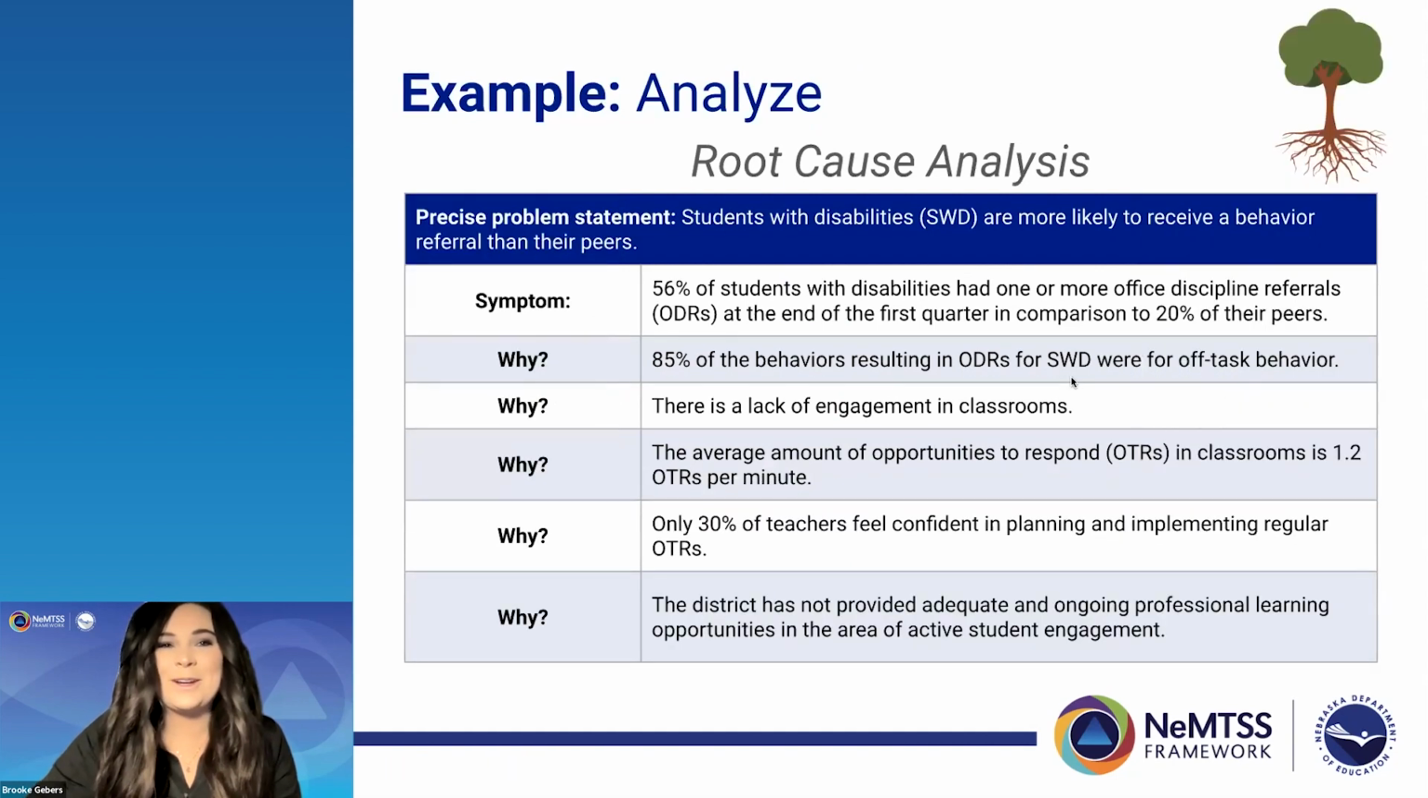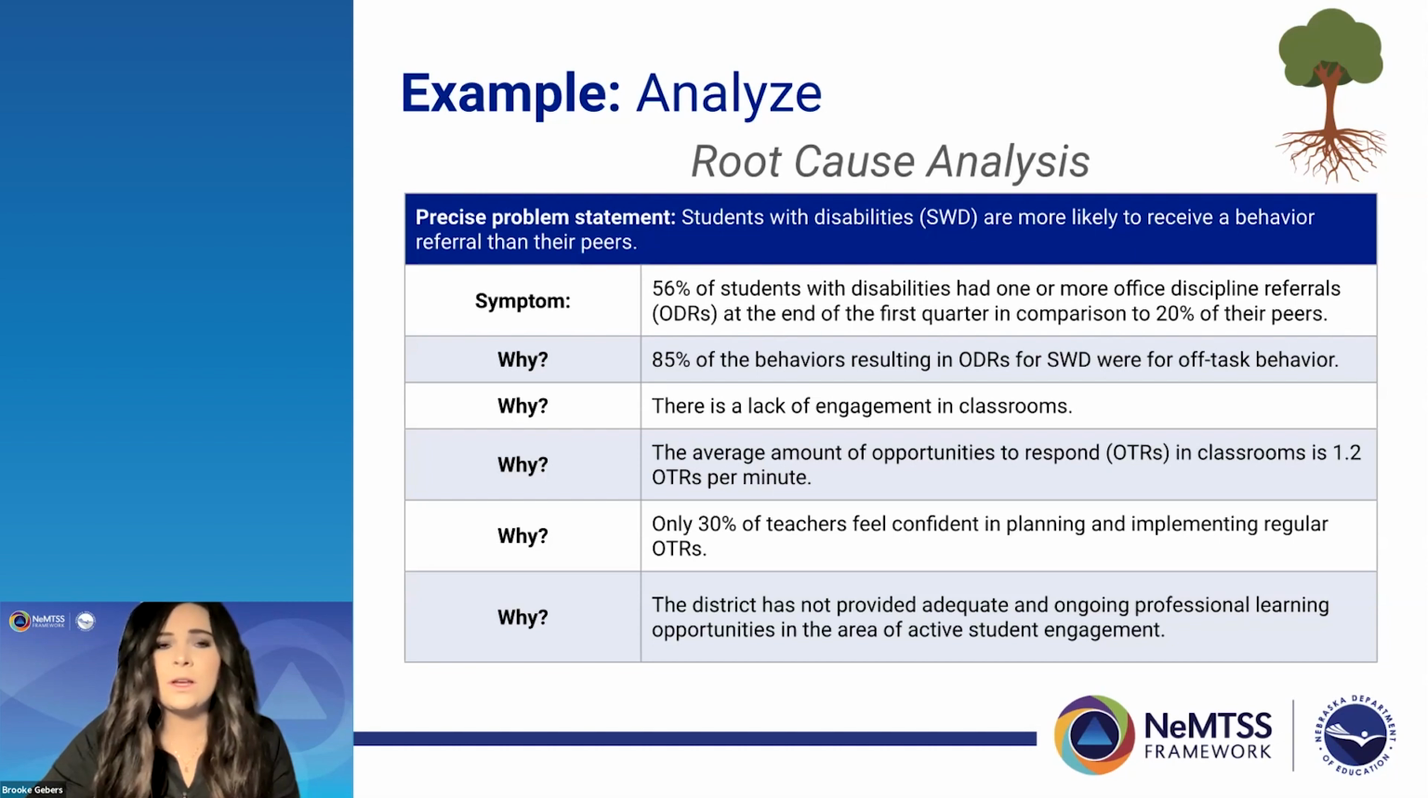To return to our example from earlier, a team may have determined that based on data, students with disabilities were more likely to receive a behavior referral than their peers. This is their precise problem statement. On the surface, the symptom may be that 56% of students with disabilities had one or more office discipline referrals, also known as ODRs, at the end of the first quarter, in comparison to only 20% of their peers. The team would then ask themselves, why are they seeing these results? The response to why they are seeing that symptom is that 85% of those office discipline referrals for students with disabilities were for off-task behaviors.